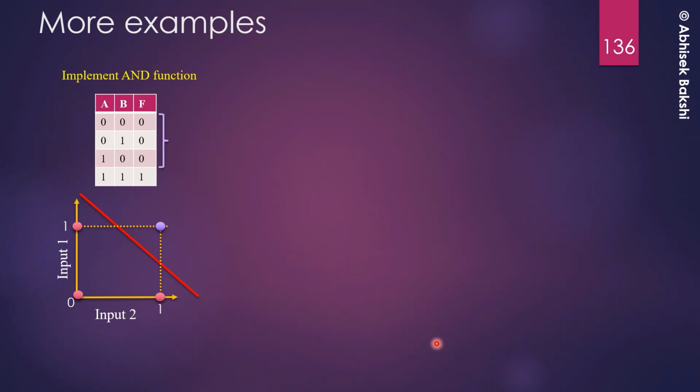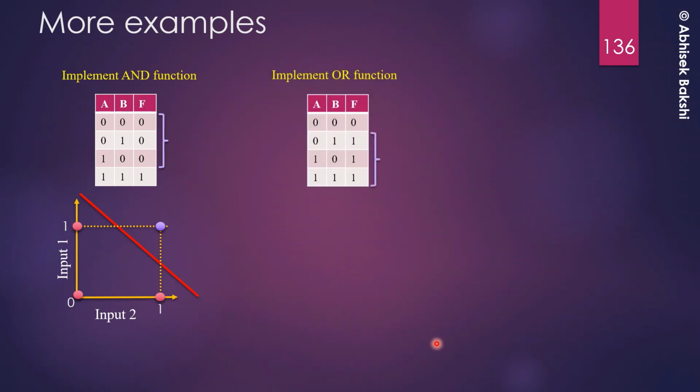Fine. Is it possible for the OR function? OR is also almost the same. That's like 0, it's 1. So it's something like this, just an opposite one. So again, you can simply draw a straight line. You can actually derive a straight line by the concept of a single perceptron. Fine, you can draw this.